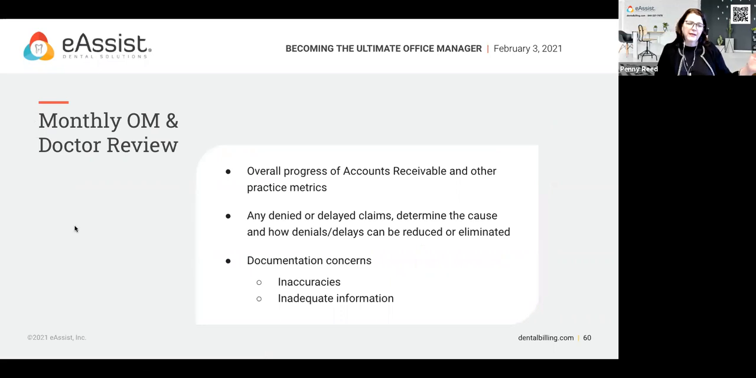And I want to go back to that last point on the other slide. When you wait until you need to have a meeting to have one, it's usually too late, right? So definitely have a scheduled time. And if it can be the same day, same time every month, that's helpful. Looking at the overall accounts receivable and other practice metrics, any denied or delayed claims, determine what's the cause of those and how they can be reduced or eliminated.